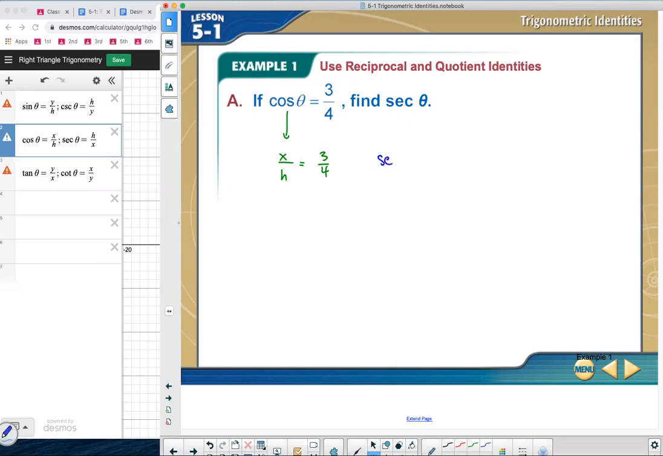Well, what is secant's identity? Secant's identity is h over x, which means secant would be 4 divided by 3. Okay, so I just started basic here. So you can just kind of see what we're doing. We're just using identities to substitute out and solve for what we need. Now, I wish it just stayed this simple, but you won't see another one ever that simple again.